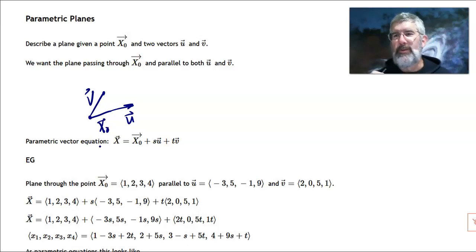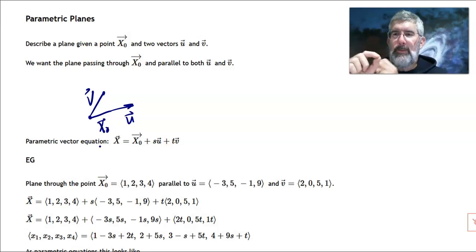Now, in previous videos, we looked at describing planes given a point and a normal vector, and to produce a plane perpendicular to that vector. In the next section, we'll figure out how to take these two vectors, u and v, and turn them into a normal vector to then create that plane. But for now, we can do this without that. And that's only going to work in R3, and what we're doing here will work in R anything.